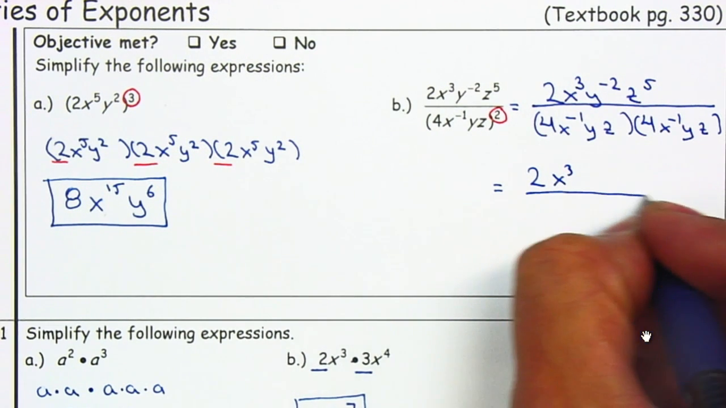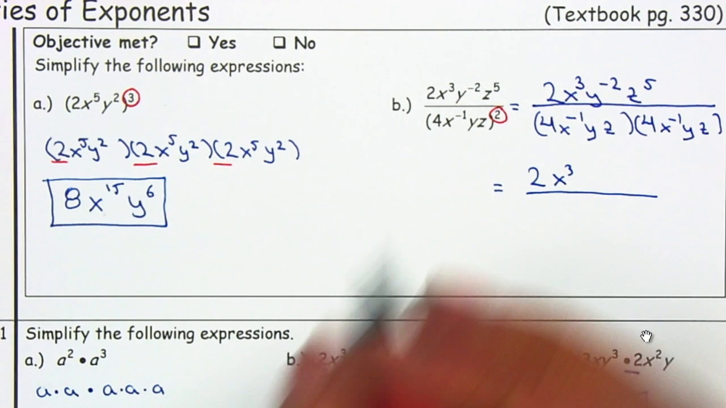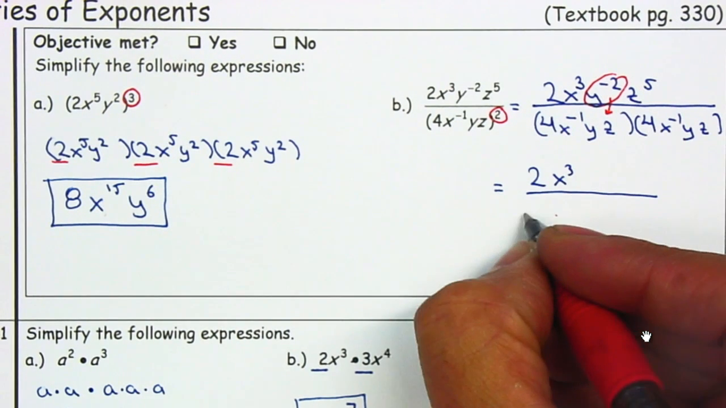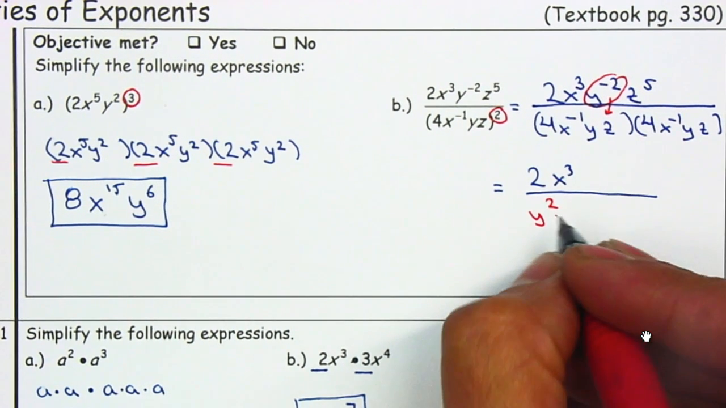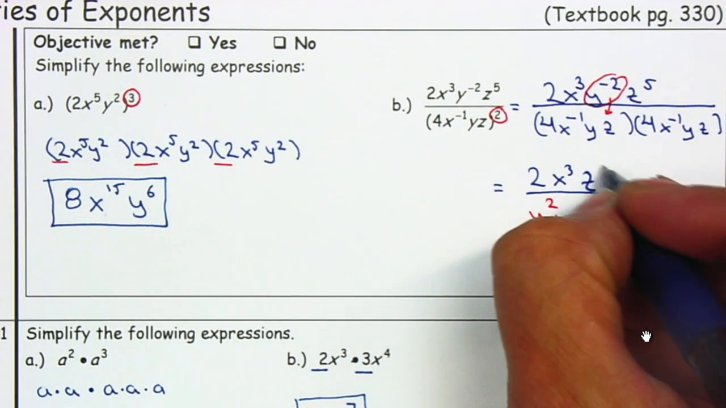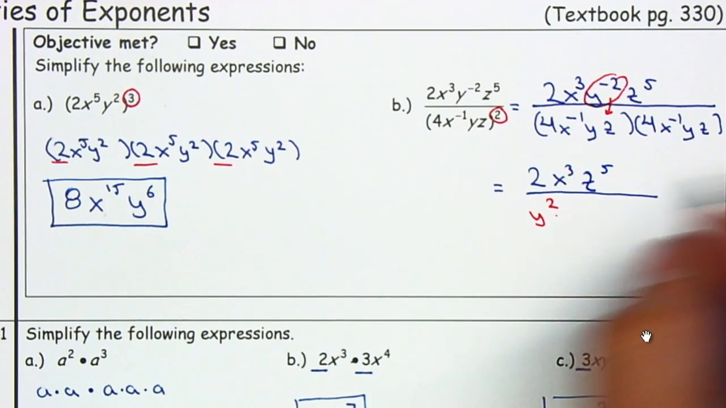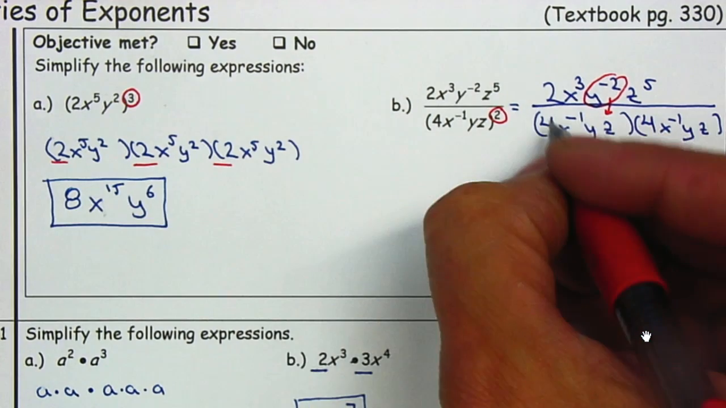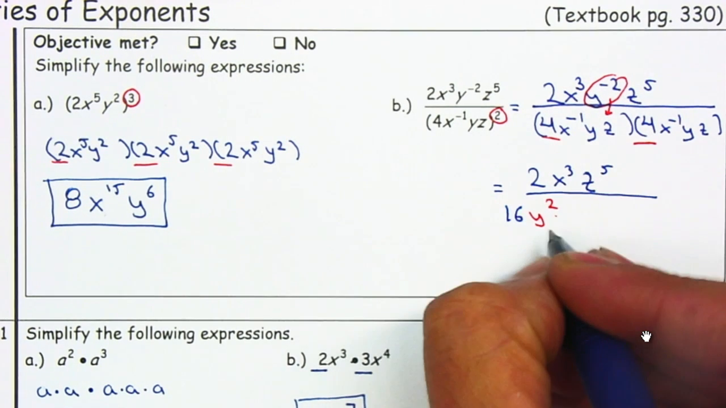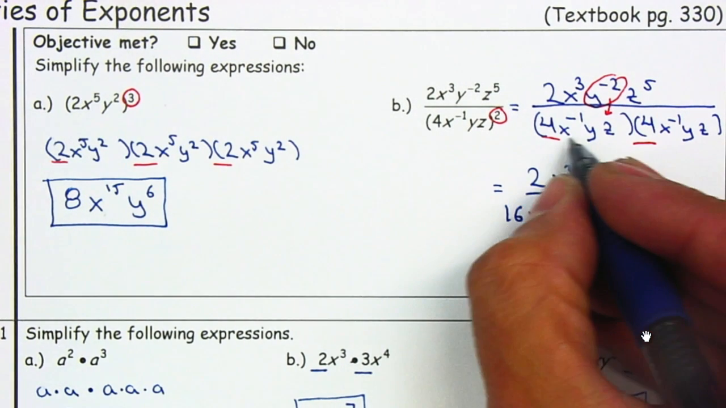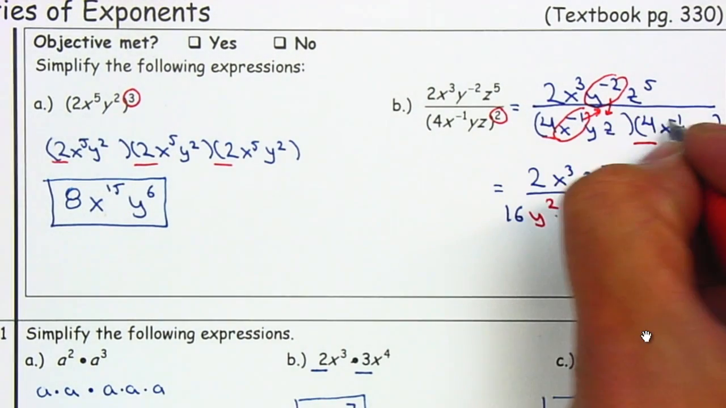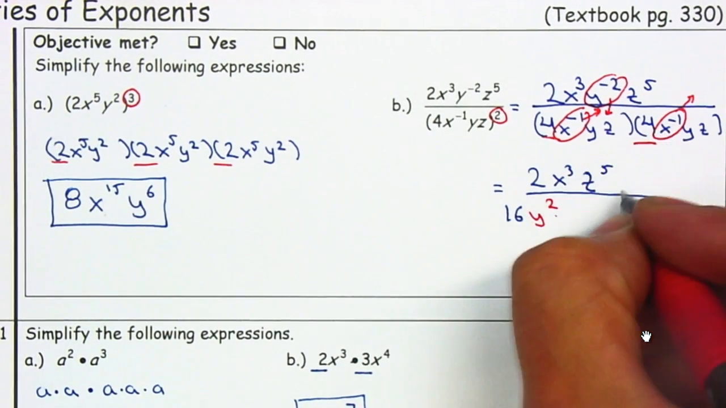I'm now going to bring my negative exponents down, so that becomes y squared. Then I'm going to finish the top. I still have a z to the fifth. On the denominator, 4 times 4 will give me 16. How many x's? The negative exponents, so I must switch them to the top. I have 1, and 1 more is a total of 2.